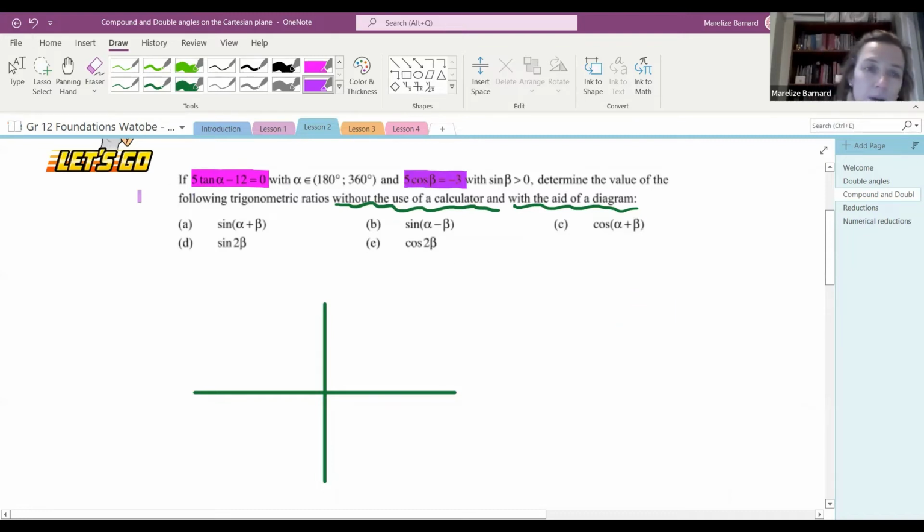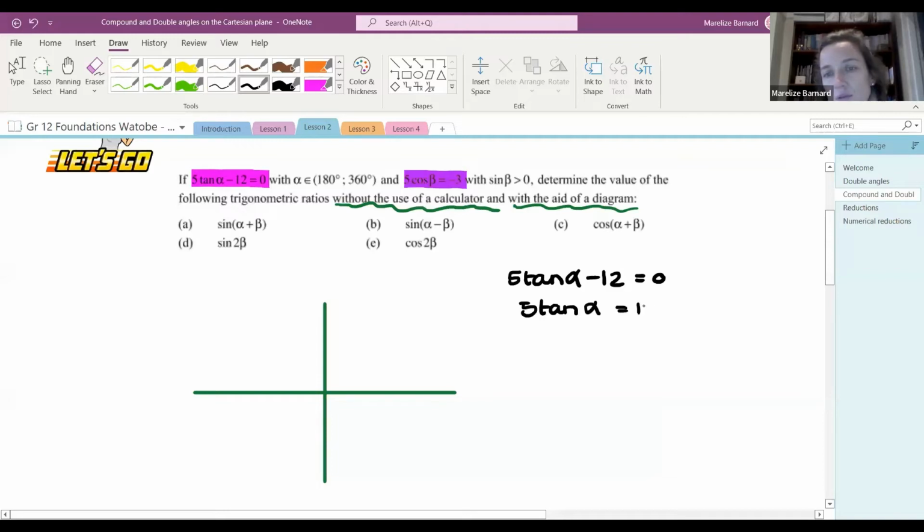But let's start with this pink one, 5 tan alpha minus 12. I wonder who can remember the steps from our big trig revision course. The first step is always to get the trig ratio by itself. So if it's 5 tan alpha minus 12 equal to 0, we take the negative 12 over to the other side to get 5 tan alpha equal to 12. And then we're going to divide by 5. So tan alpha is 12 over 5.